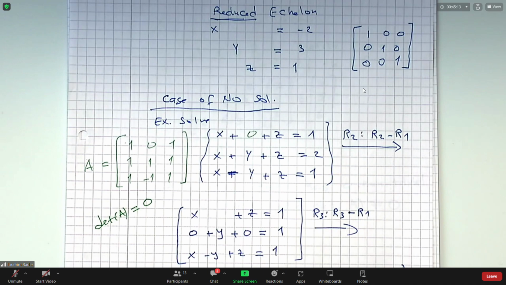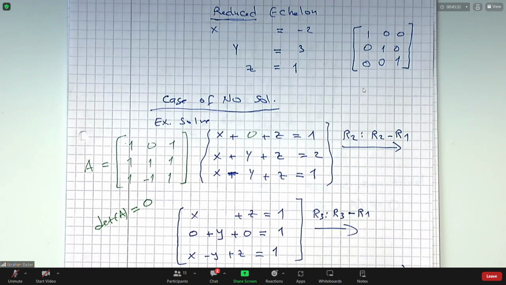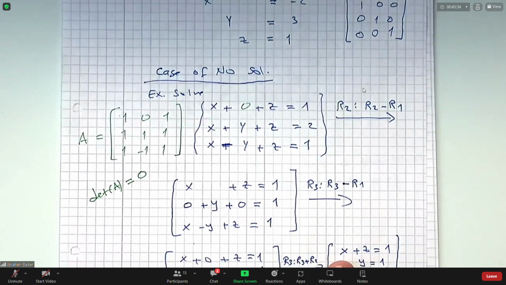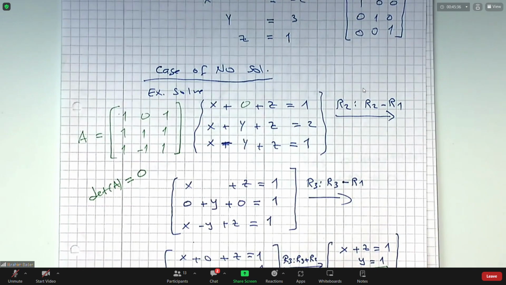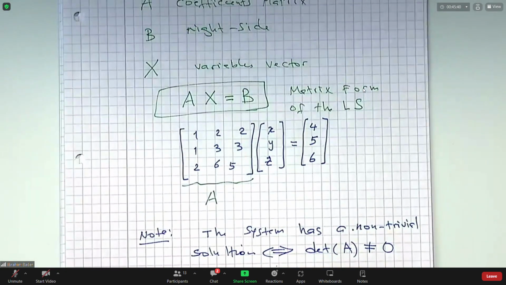So if you want to solve any linear system, just make sure that you evaluate the determinant of the coefficients first before you start with the elimination. Because if this determinant is equal to 0, then this tells me that there is no solution, no need to do the calculation. However, if it's not equal to 0, then you will look for a solution.